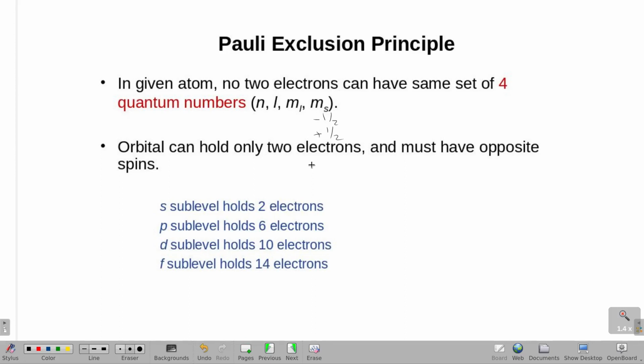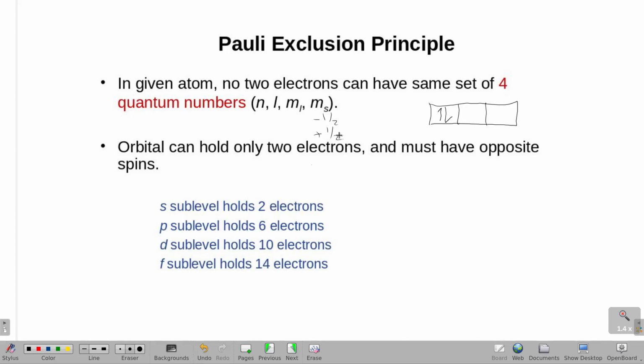Matter of fact, if we reduce this to boxes, like if I go back to those p orbitals and say there's 3 boxes, if I put an electron in this first one, I typically see it drawn with an arrow. Up arrow, followed by a down arrow. That's for our 2 different spins.